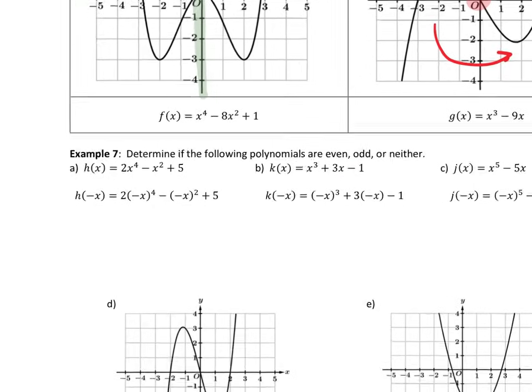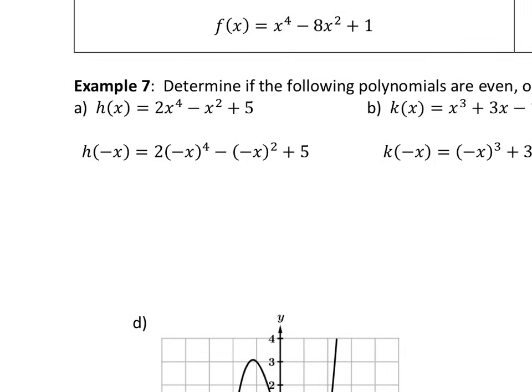Meaning, if I was doing part A, I already started it for you so you can understand what's happening here. I'm going to determine if it's even, odd, or neither. I want to plug in negative x. That's what I'm telling you to do right here. So everywhere there was an x a second ago, what did I put in its place? Negative x.